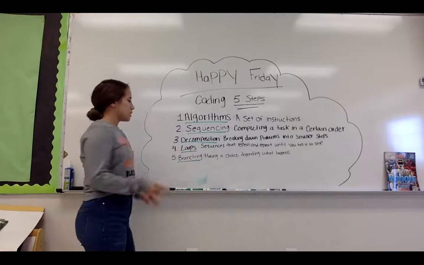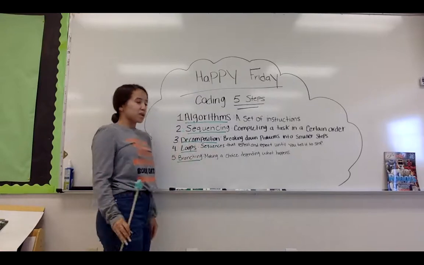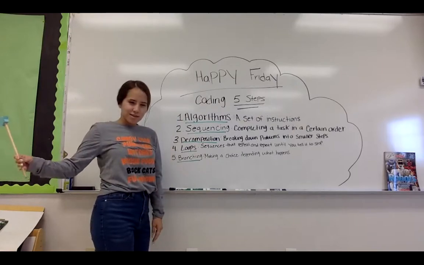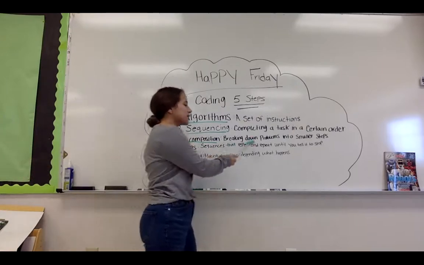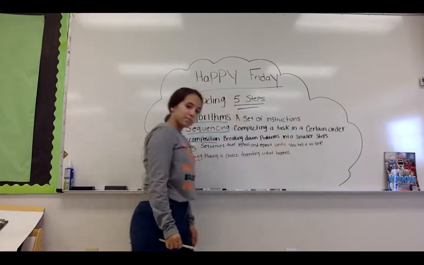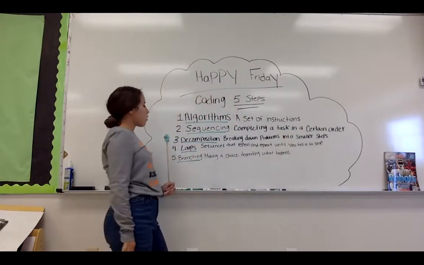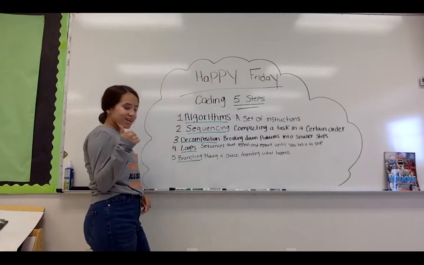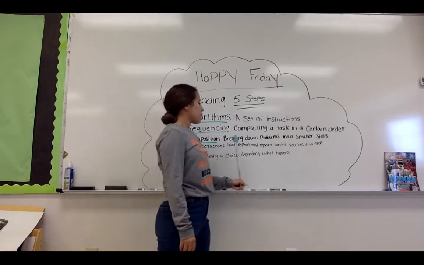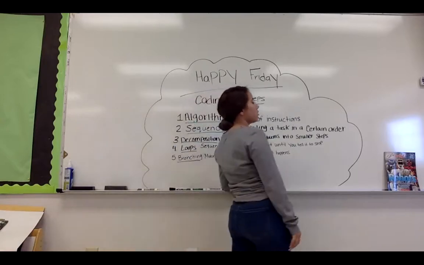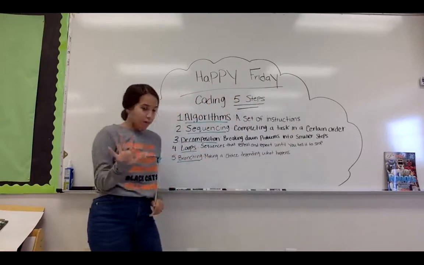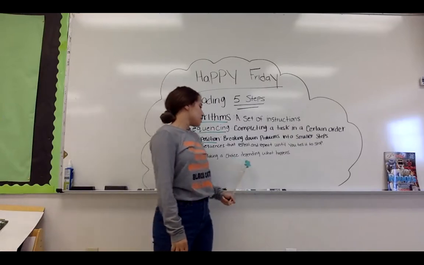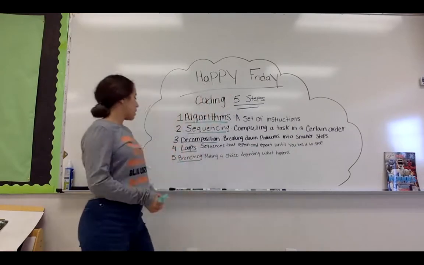Step number 3, decomposition. That one's pretty hard. Can everyone say it? Decomposition? Good job. It's breaking down problems into smaller steps. Number 4, loops. Can everyone say loops? Very good. Sequences that repeat and repeat until you tell it to stop. Number 5, branching. Making a choice depending on what happens.